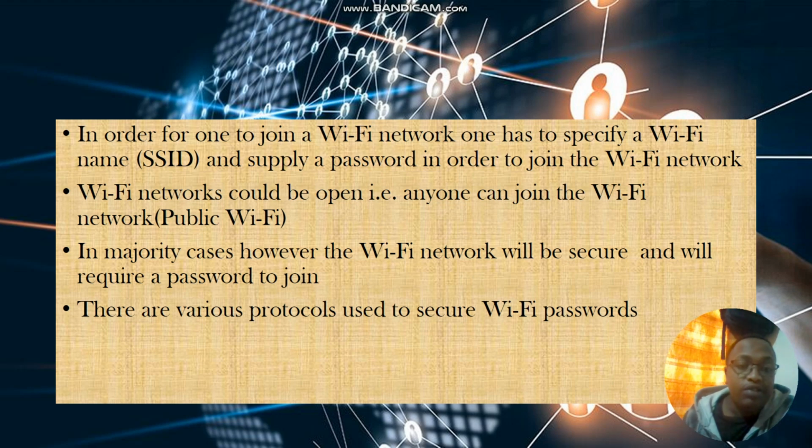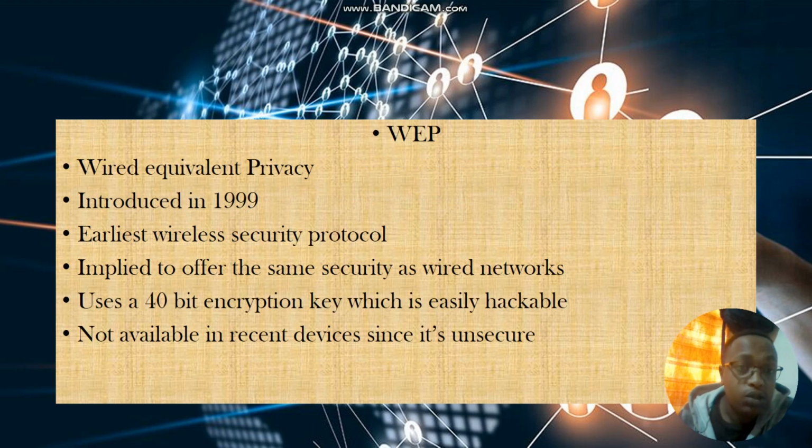Okay, so there are various protocols used to secure Wi-Fi passwords, and we're going to go through each of them. We start with WEP, which stands for Wired Equivalent Privacy, and it was introduced in 1999. It is the earliest wireless security protocol. It was meant to offer the same security as wired networks, but since it used 40-bit key encryption, it is easily hackable. So as of today, it is not available in recent devices, but back in 1999 and the early 2000s, this was a well-known protocol for wireless security.